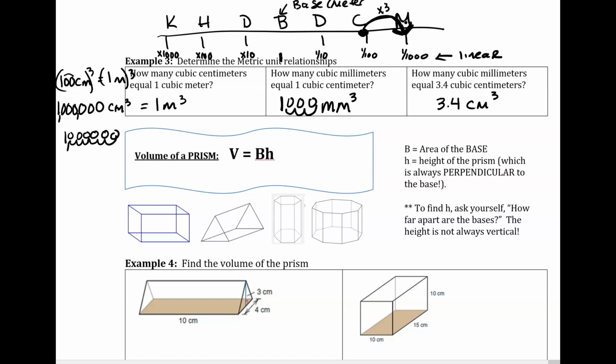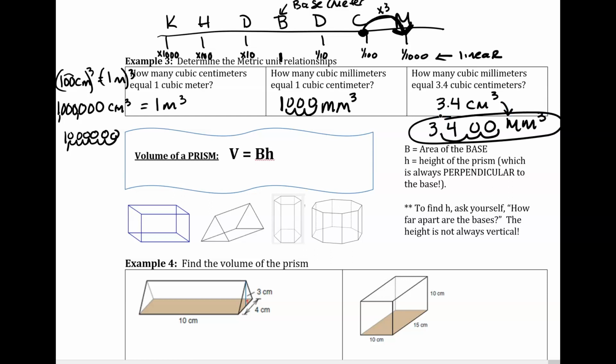So going from centimeters to millimeters, I'm going to move my decimal 3 spots to the right. So 3.4, I've got 1, 2, 3, fill in with zeros. So 3,400 cubic millimeters is the equivalent conversion.